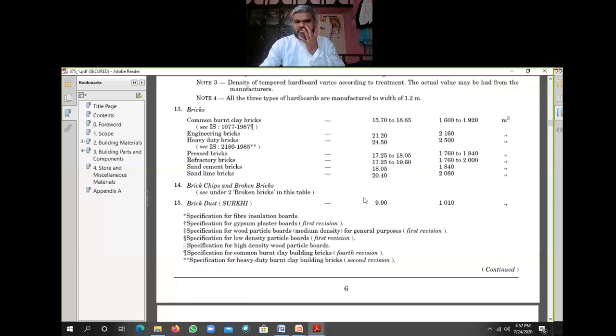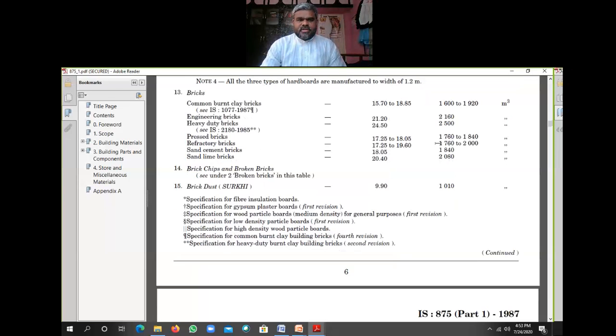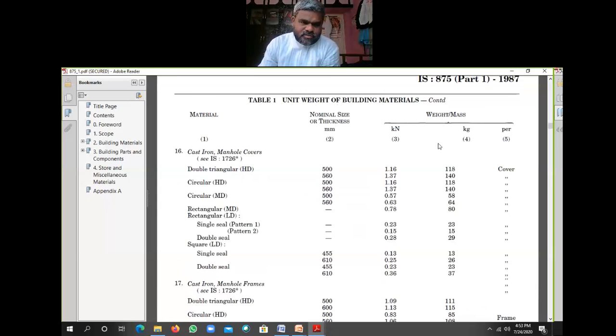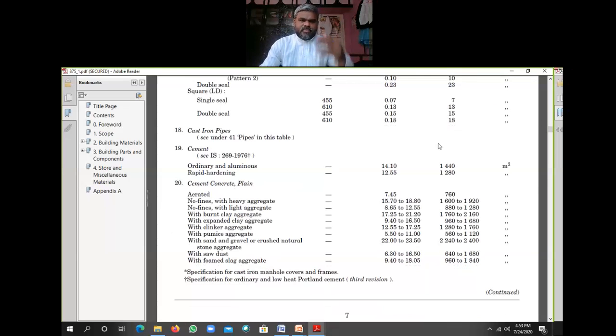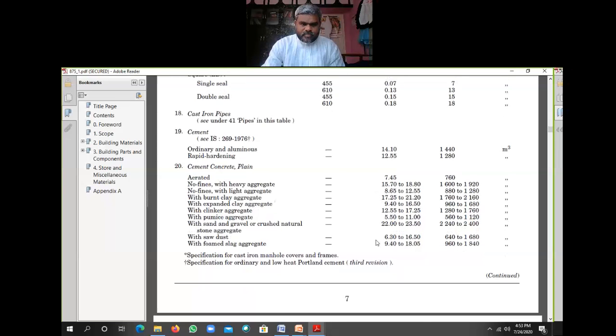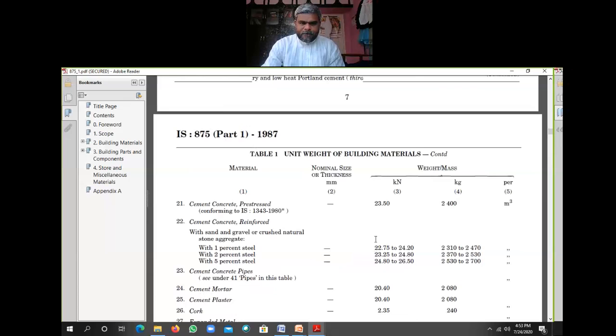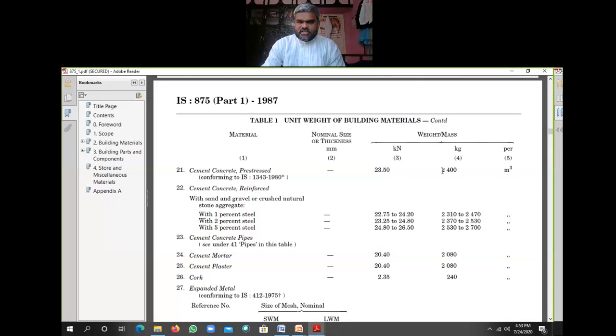Based on this unit weight, first you will calculate how many bricks occur in 1 cubic meter of masonry, and how much one brick weighs. Based on that, we will calculate the loads, right? We see different materials like cement concrete, plain cement concrete, and pre-stressed concrete. See, 2400 kg per meter cube, or 23.5 kN per meter cube.